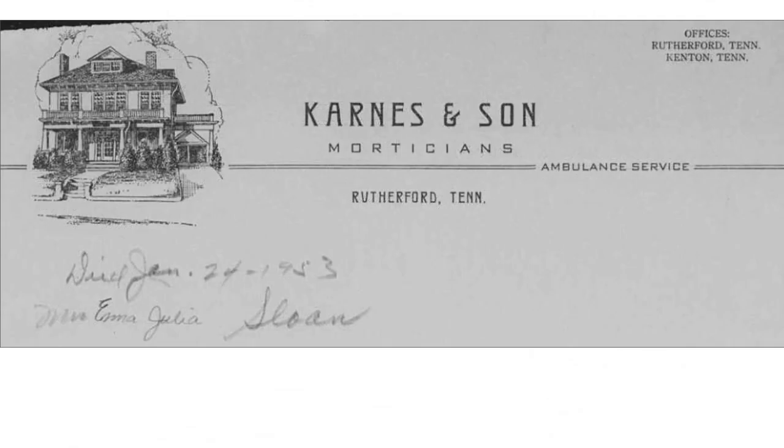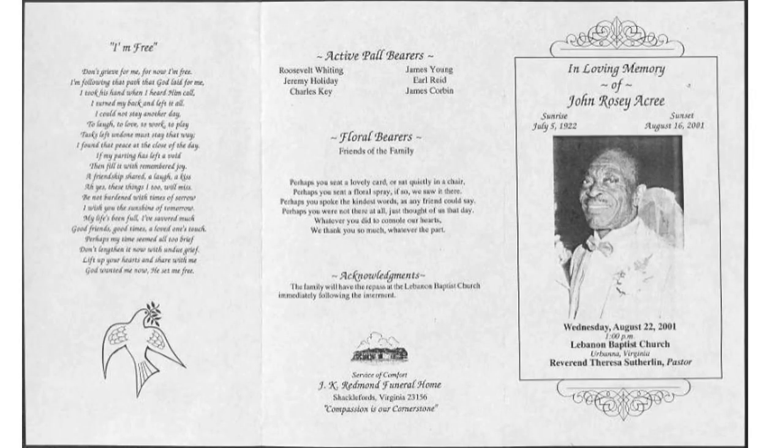Here are some examples of funeral home records which are located online at Family Search. This is part of a mortician record. This is a burial permit. And here we have a certificate of stillbirth. This is another example of a funeral program. These can contain many clues about the deceased's life and family.